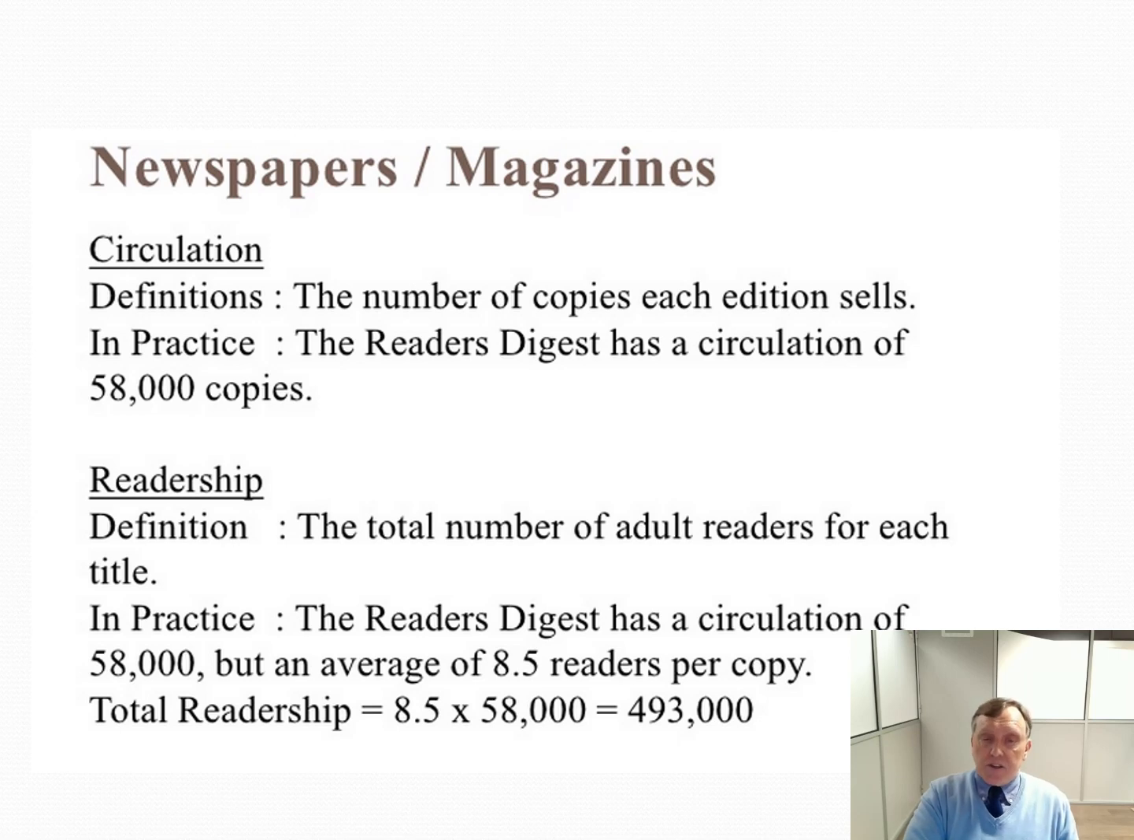So in practice, the Reader's Digest, which we've already seen, has a circulation of 58,000, but on average, 8.5 people read each copy. So the readership obviously is 8.5 times 58,000, which is close to 500,000. As you can see, there's a large difference. Now, this may not be the case in every one, but generally speaking, when you're placing adverts, it's very easy to ask them, and they usually have these figures available. They should at least have the circulation figures anyway. In many cases, they also have the readership figures.